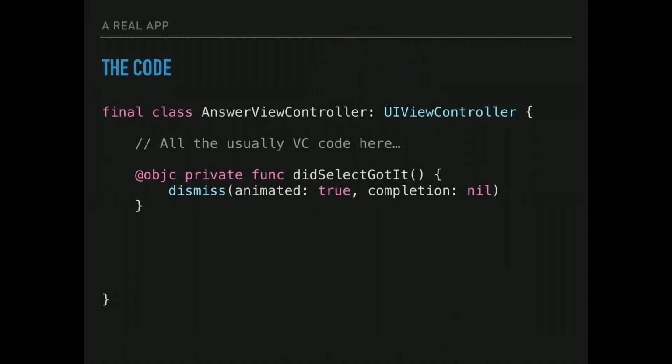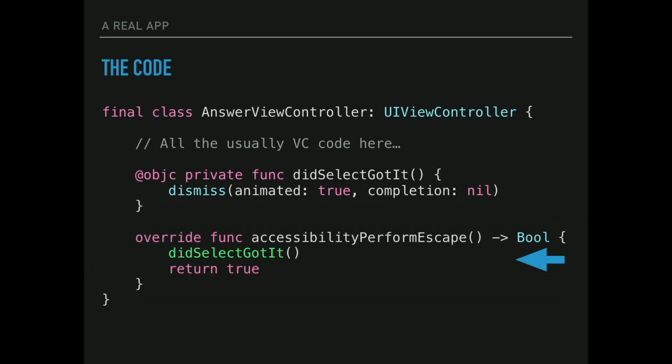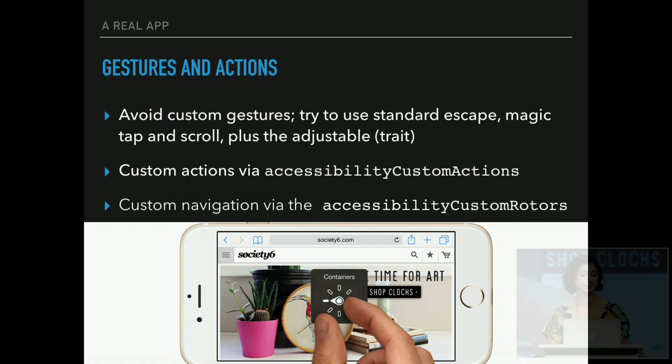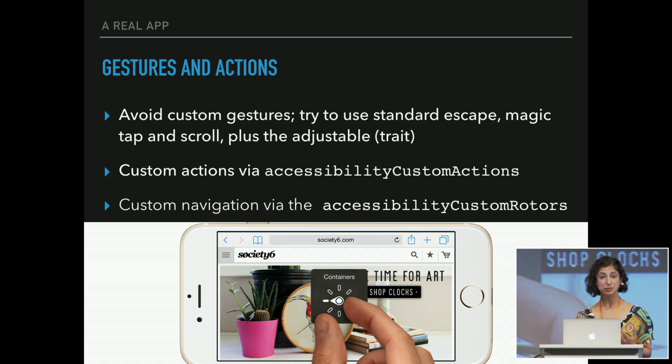What does the code look like? Well, there's my answer view controller, and I simply need to add accessibility perform escape and tell it to do the exact same thing you do when you tap got it. Again, very simple. Every one of these examples was a couple lines of code. So these gestures and actions are going to help your VoiceOver users a lot. We want to avoid anything custom and really try to stick to these standards.